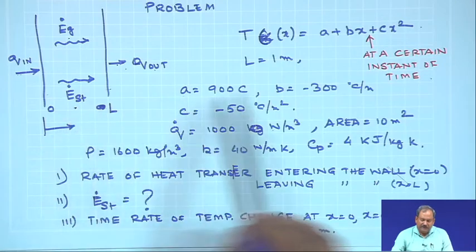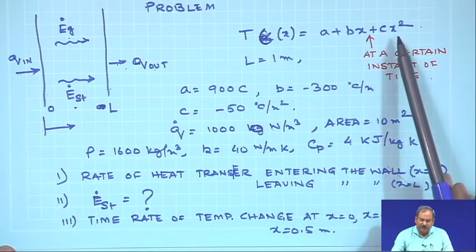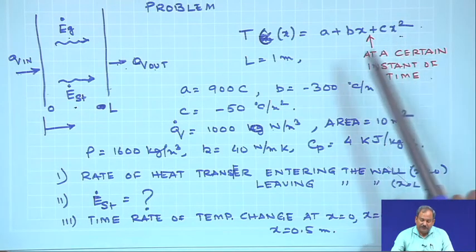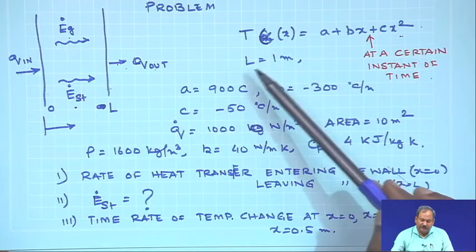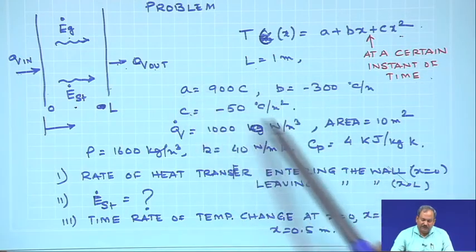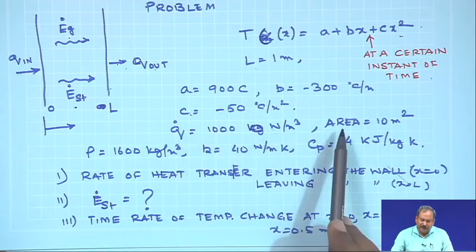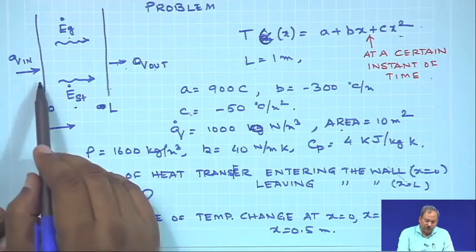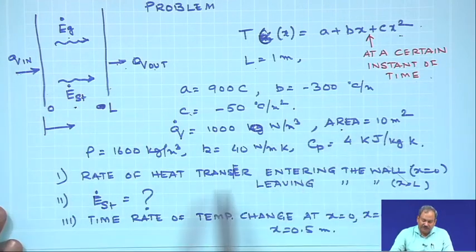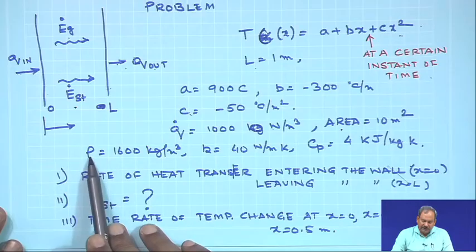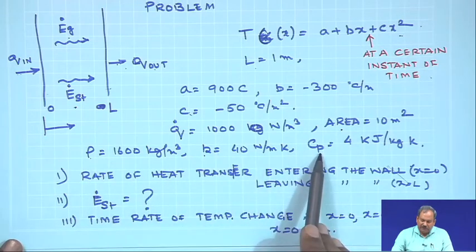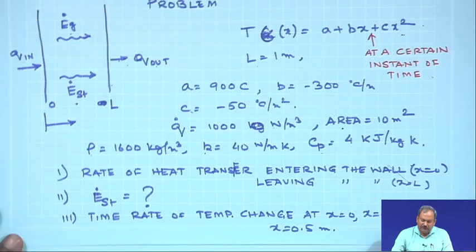However, the temperature at a given instant of time can be expressed in the polynomial form of a plus bx plus cx square. The relevant quantities, for example, L, A, B, C are provided, as well as the amount of heat generation and the area of the wall that is also provided. So, this cross sectional area is 10 meters square. The density, thermal conductivity and specific heat of the wall material is also provided.